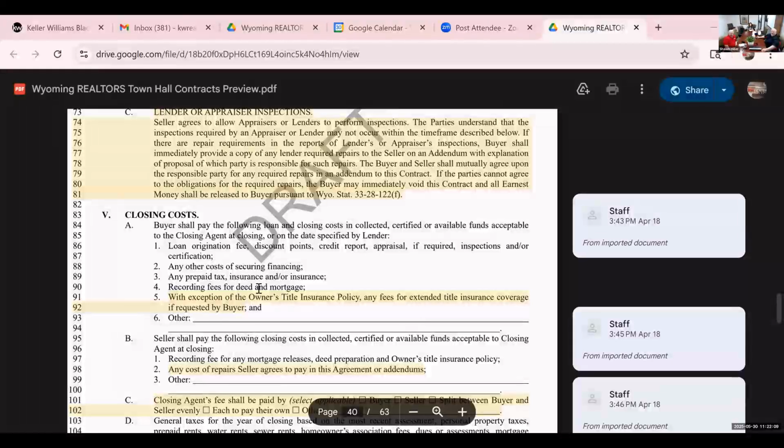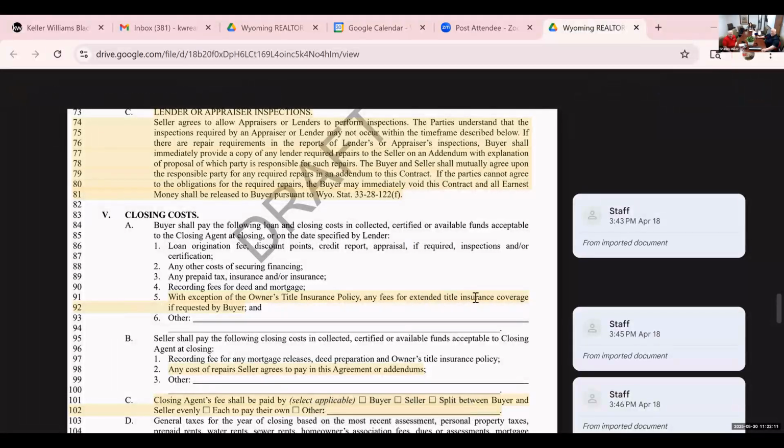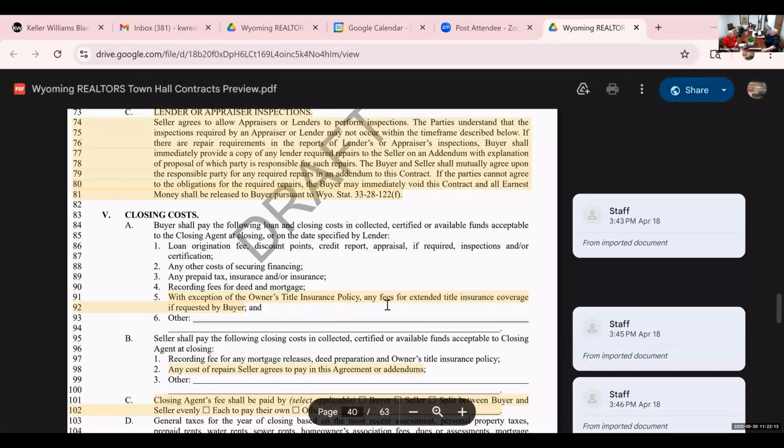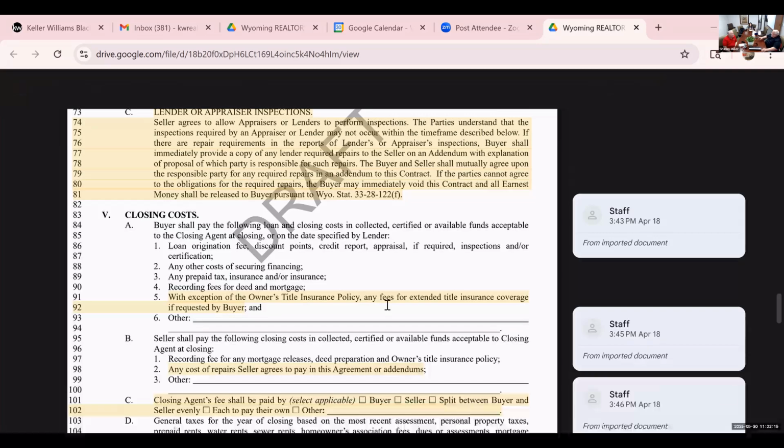Okay, so in closing costs, they did talk about extended title insurance coverage, which is why maybe there's an additional fee to process some of that. Yep. Like I said, all of that I don't know about. But just be aware of it because you may see different things coming over in the contracts.